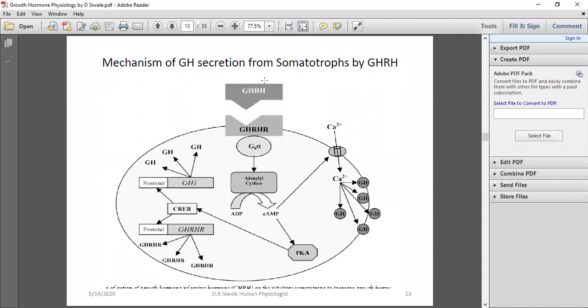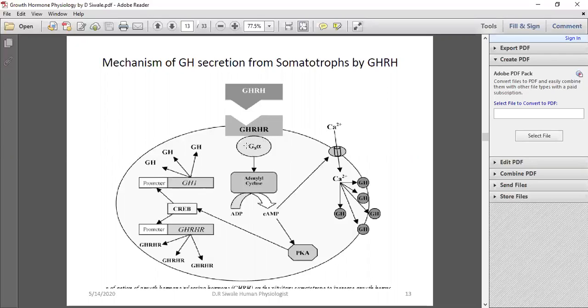What happens inside the somatotropes for us to see exocytosis? It's the same principle we talked about earlier on, in the introductory parts. Growth hormone releasing hormone will bind to the growth hormone releasing hormone receptor. Okay, so this receptor is coupled to a G protein. Now we know that the G protein has three subunits: the alpha subunit, the beta subunit, and the gamma subunit. Here I've shown the beta and gamma subunits, and I've just shown the alpha subunit.